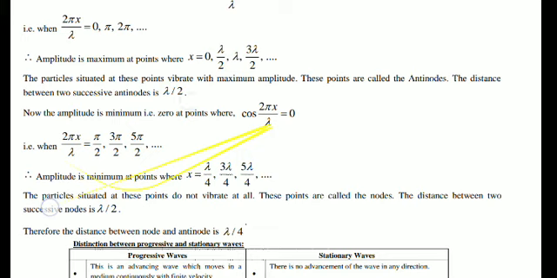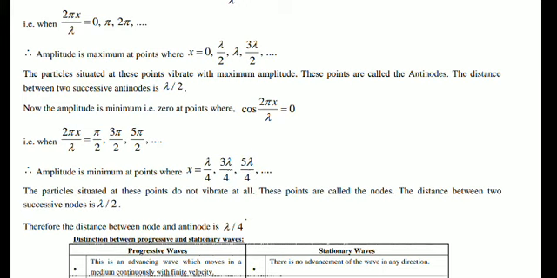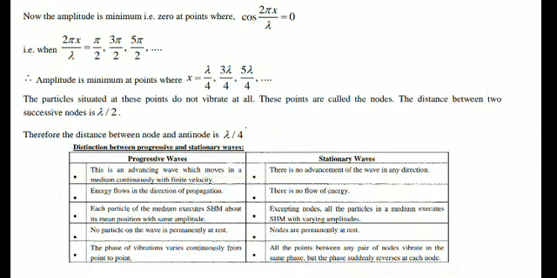So that will be again lambda by 2. So the distance between two successive antinodes is lambda by 2. Now let us find out where will be the positions of minimum amplitude or zero amplitude. So when cos of this angle will be equal to 0.